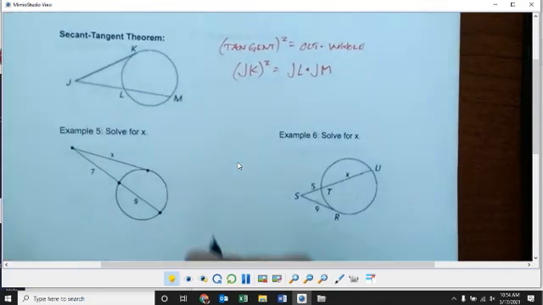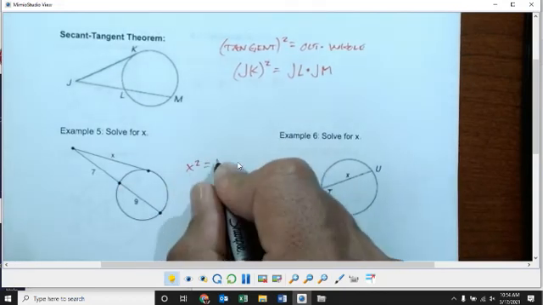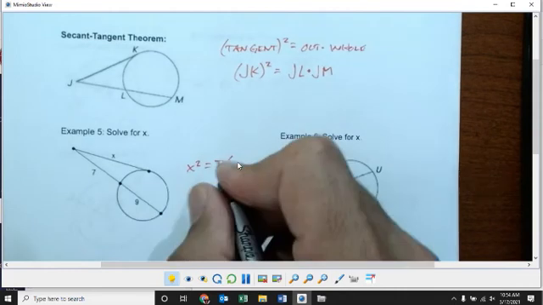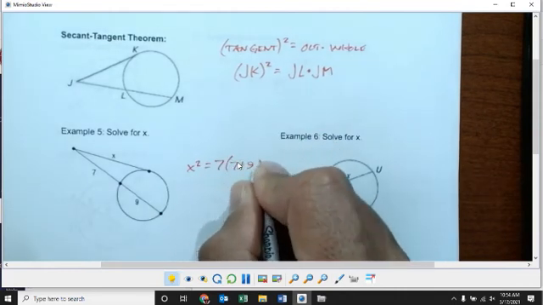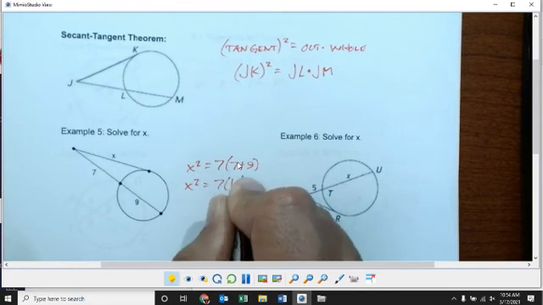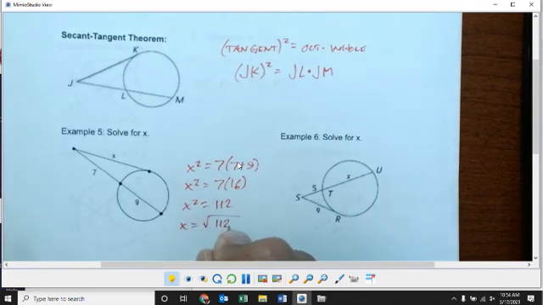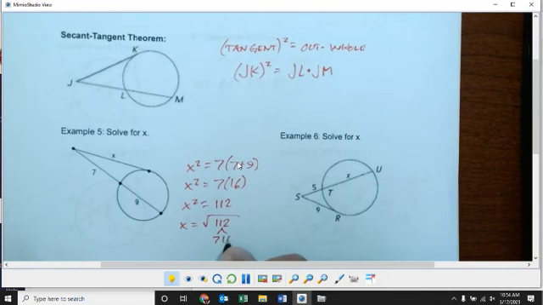Okay, so let's apply that. Tangent portion squared, x squared equals 7, the outside portion, times 7 plus 9, which is 16. So x squared equals 7 times 16. That gives me x squared equals 112. So x equals the square root of 112. I already know that 112 is 7 times 16. And of course, 16 is 4 times 4. So that means that x is equal to 4 square root 7.